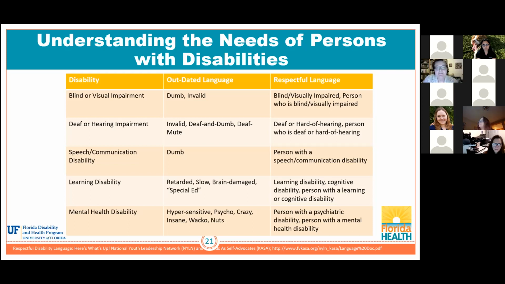So, examples of some outdated words, like I've talked about, with learning and cognitive disabilities. One you really see that can be offensive is slow or special, in addition to what we've already talked about. The use of special can be particularly galling to people because its use tends to convey low standards, low expectations, and pity. So more respectful language would be talking about a person with a learning disability, a person with a cognitive disability, or a person with a learning or cognitive disability.